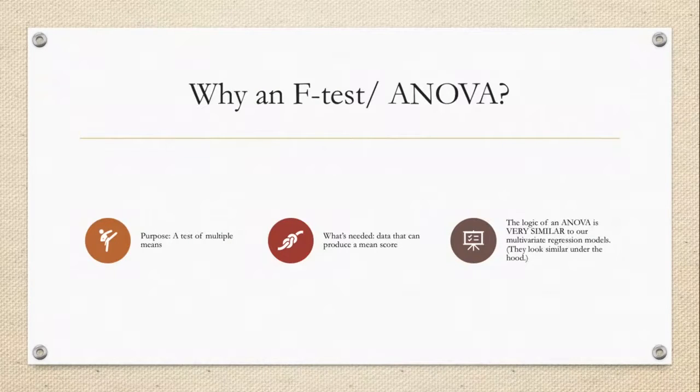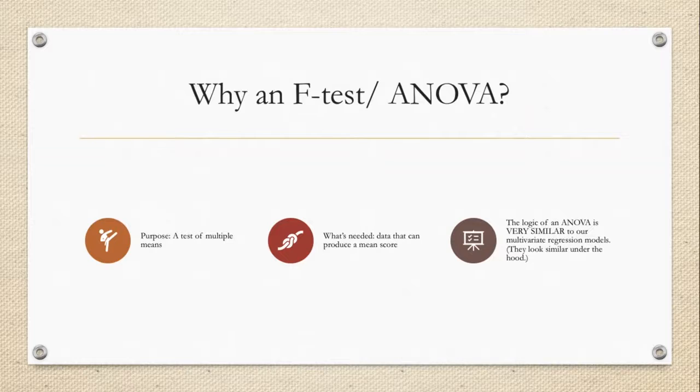So why an F-test or ANOVA? The purpose of an F-test or ANOVA is to test multiple means. What you need here basically are data that can produce a mean score. Also need some sort of categories, different types of things happening.